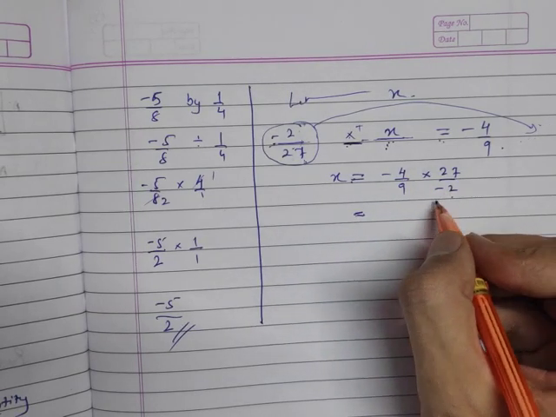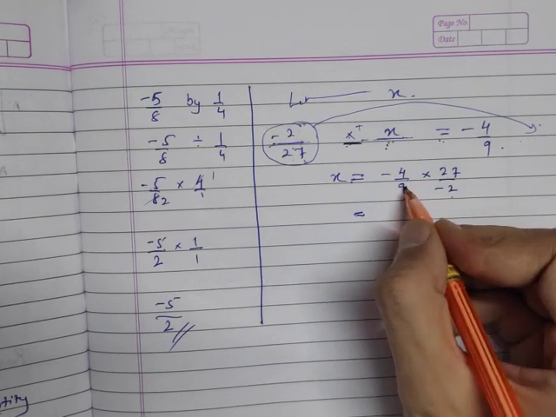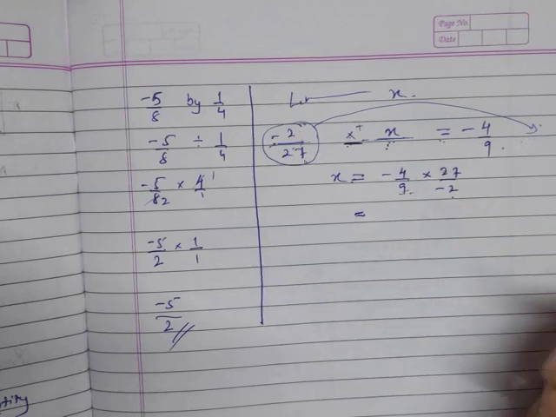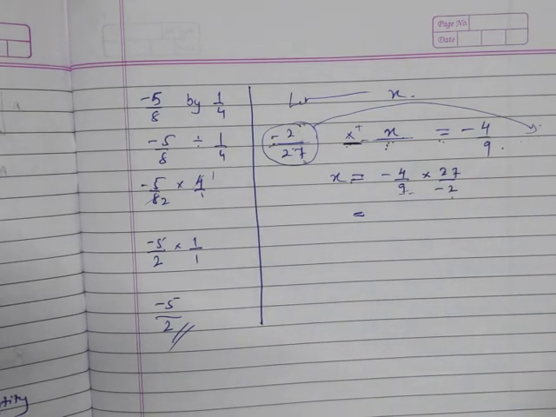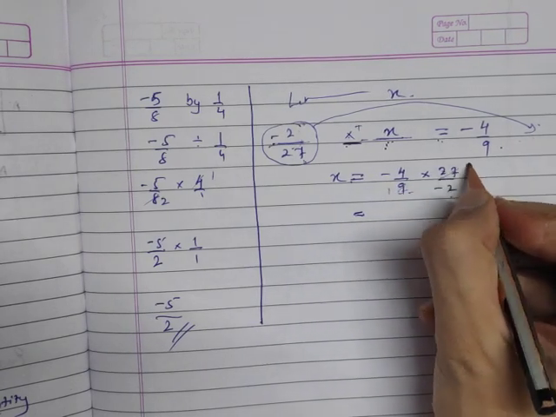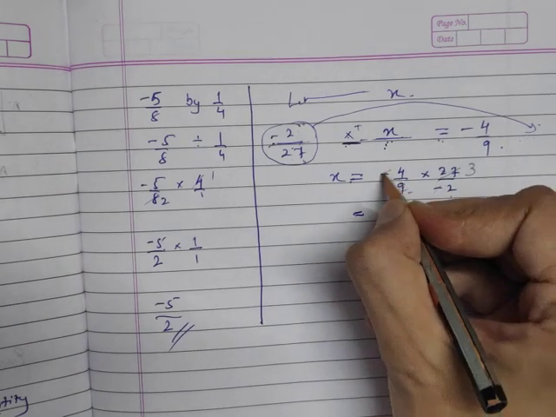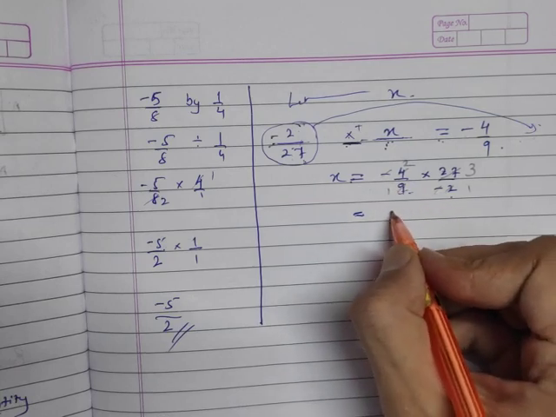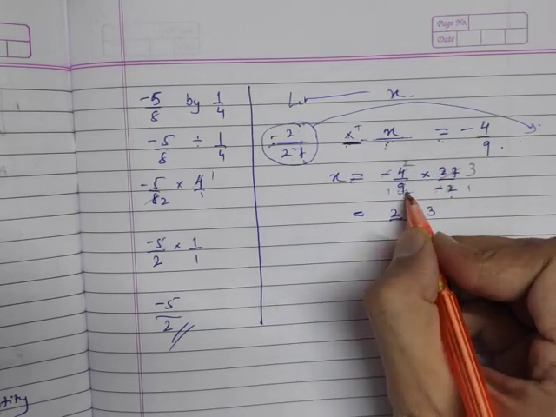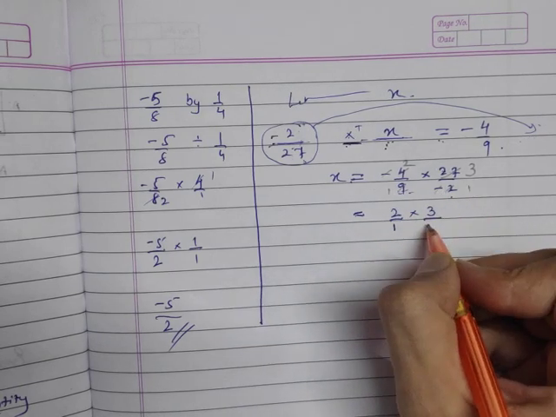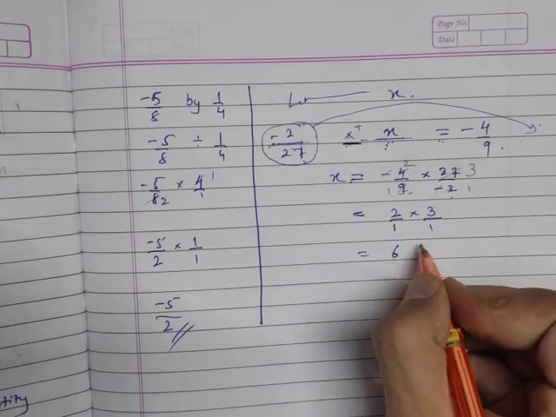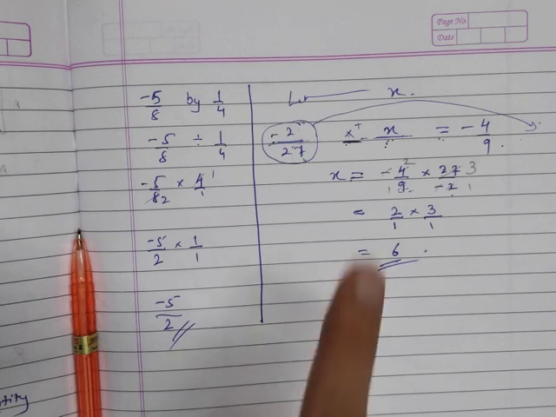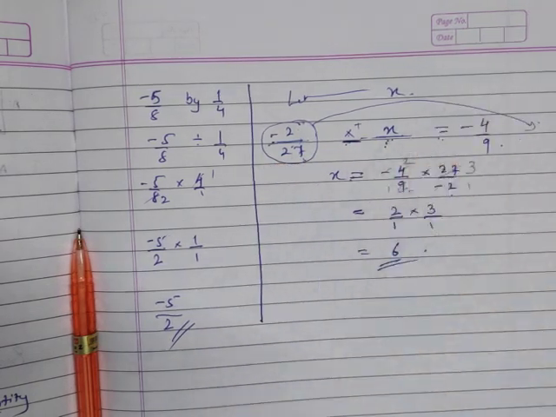Now if I want, I can do cancellations. Cancellation works between these, between these, and between these two, okay? But if you're not comfortable, go for that: multiply numerator with numerator, denominator with denominator. Anyway, so now I'll do cancellations. 9 ones are 9, 9 threes are 27. Again, minus minus cancel. 2 ones are 2, 2 twos are 2. So that becomes equal to 2 into 3 upon 1, which is 6, and that's my final answer. So the answer is x, that means the answer is 6. 6 should be multiplied with this number so that I get minus 4 upon 9.